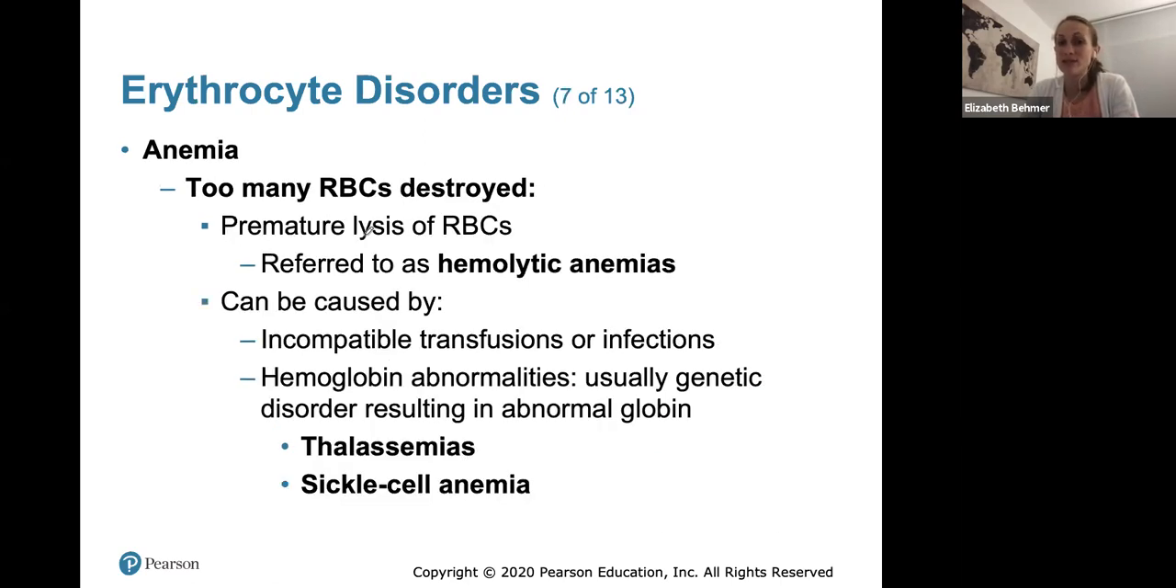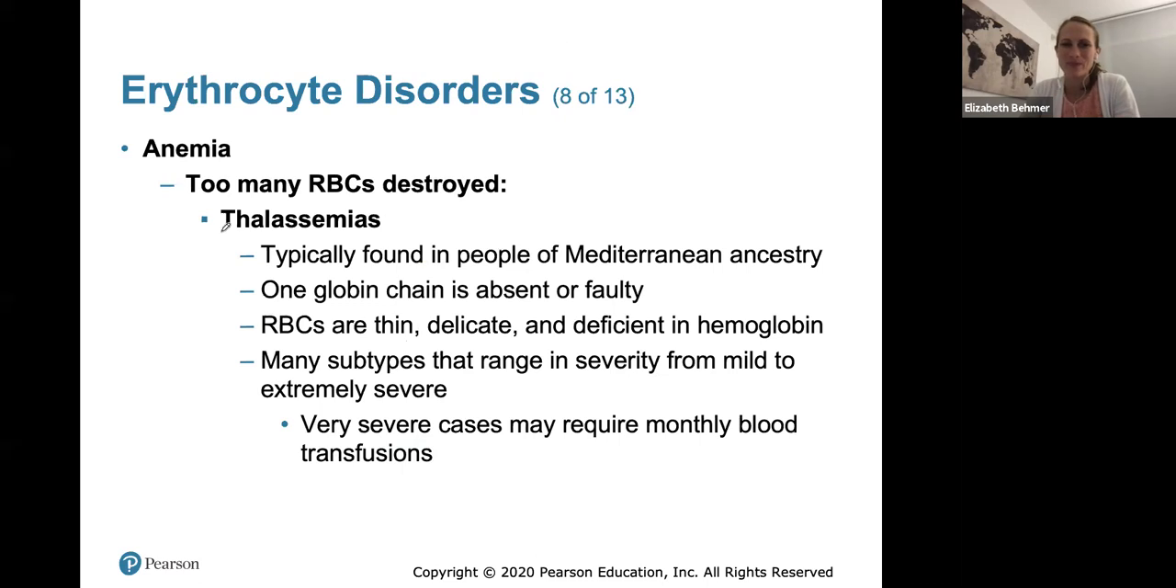Too many red blood cells destroyed. This can be just lysis of red blood cells. Usually this happens if you have a bad blood transfusion or some other type of infection. Hemoglobin abnormalities. We can have sickle cell anemia. So thalassemias, I don't even think I asked you a question about that, but this is just a type of anemia where the red blood cells are being destroyed.